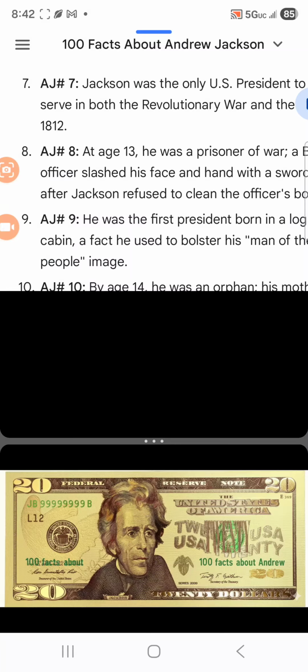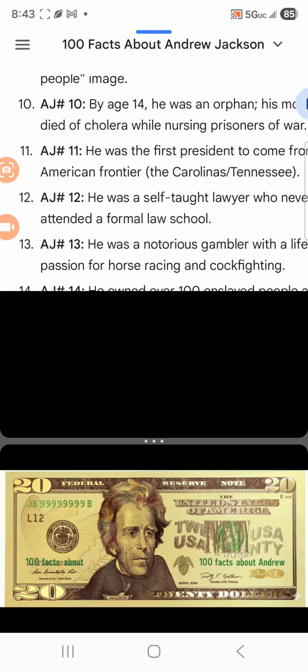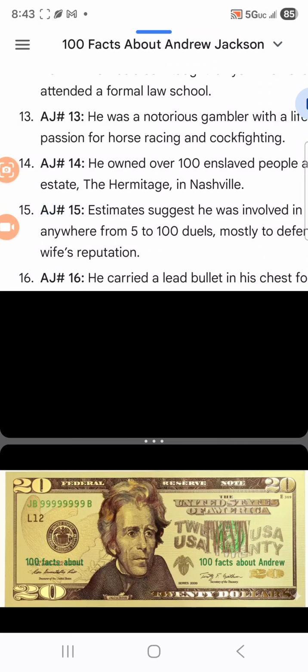AJ number 9. He was the first president born in a log cabin, a fact he used to bolster his man of the people image. Lincoln is known for being born in a log cabin, but Jackson was actually the first one, and ironically, both are on U.S. currency. So log cabins win. AJ number 10. By age 14, he was an orphan. His mother died of cholera while nursing prisoners of war.